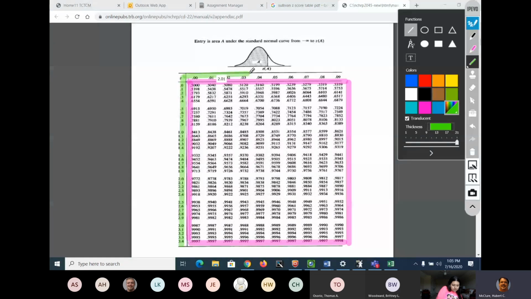So how did I read that a while ago? Let me take my handy dandy turquoise. And I said that the complement of 0.0050 is what? 0.9950. So I got to find 0.9950. 0.9950 is right here. Everybody see that? So I go over here.